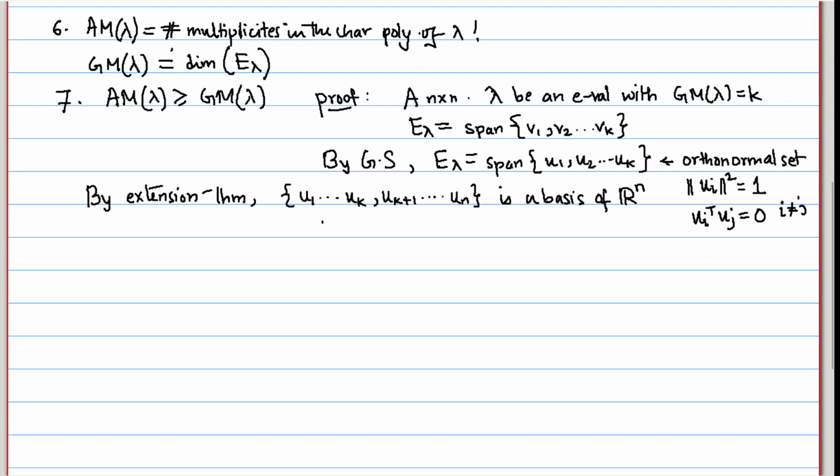Now let's take this matrix, let's call it capital U. What is capital U? Capital U is the matrix formed by having u1 as the first column, u2 as the second column, and so on, un as the nth column. Now, what can you say about A minus lambda I multiplied with U? What will be the first column?